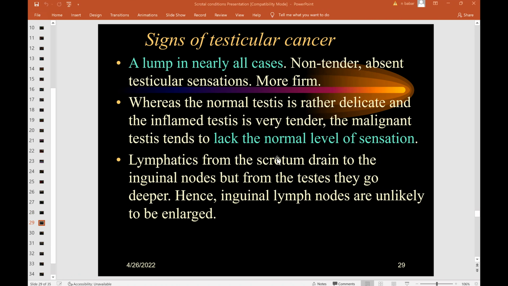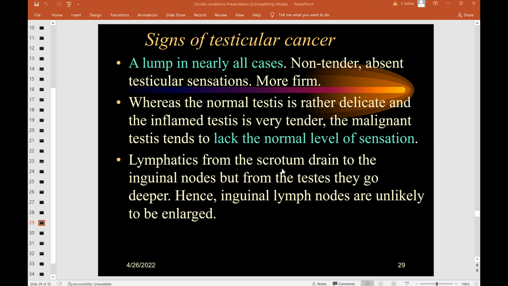Signs of testicular cancer. Lump in nearly all cases, which is non-tender with absent testicular sensation, and it is more firm than normal. Whereas the normal testicle is rather delicate and the inflamed testis is very tender, the malignant testicle tends to lack the normal level of sensation.